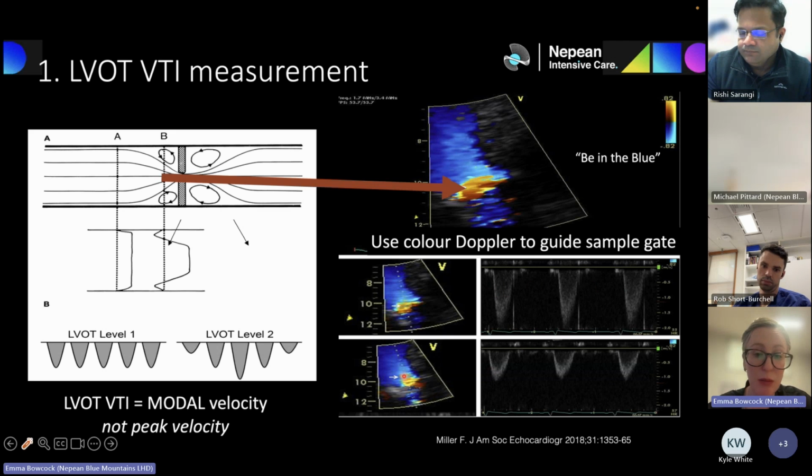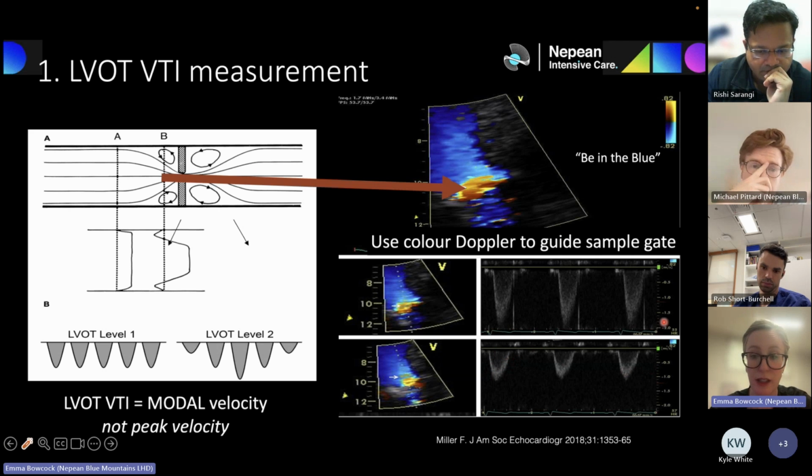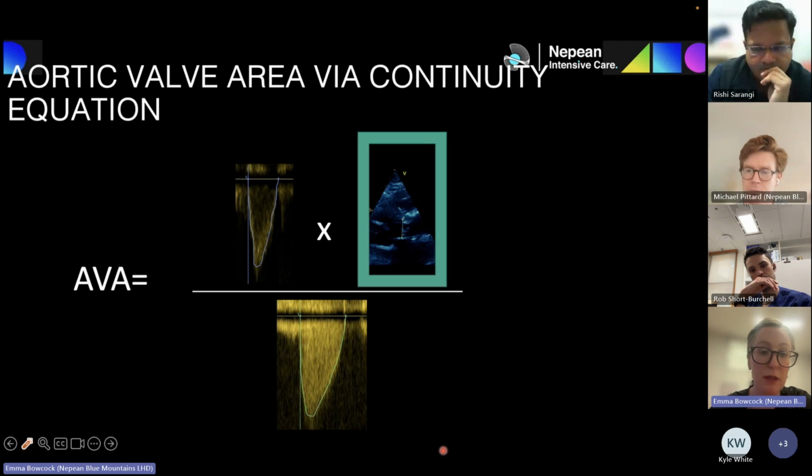If we pull that sample volume back just behind the flow convergence zone and put it in the blue here, we're going to get a more laminar profile. We're not going to be in that spectral broadening flow convergence. And you can see how different the velocity is going to be and how different the VTI is going to be. And this is the one that we want to be using. You can read more about it in this nice paper by Miller. There's a few more papers on it as well.